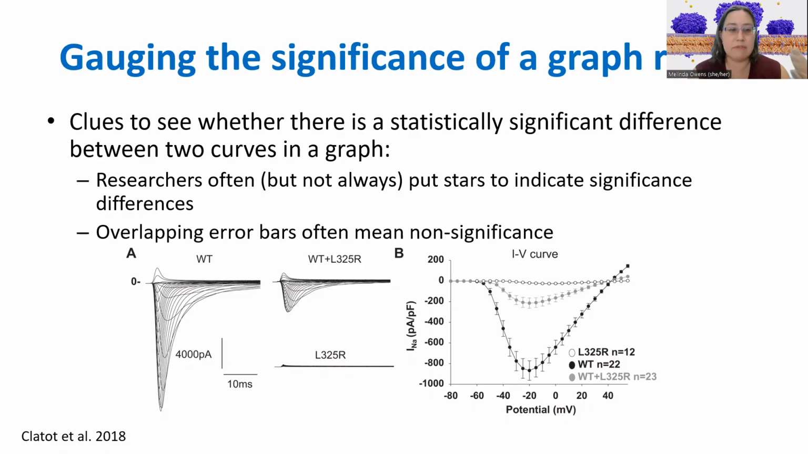Another way to tell if you don't see those stars is that overlapping error bars mean non-significance. In this case, the error bars are very far apart from each other. They don't overlap except around here. And so that is a clue that this is a significant difference. In other situations where the error bars overlap a lot, that would mean it's not significant. It might be a little bit different, but it's not a significant difference.